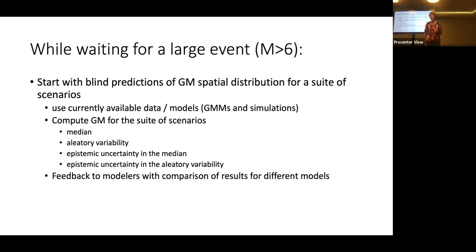So what all can we get while we're waiting for a large event? And I think anything magnitude 6 and above is a large enough event that we're going to get substantially new information. And so here are a number of interesting exercises to do while waiting. First of all, that's the perfect time to make blind predictions of what the ground motion spatial distribution will be for a whole suite of different scenarios, using whatever is the available data, the models, the ground motions, the simulations, and so on, and computing a whole bunch of metrics.